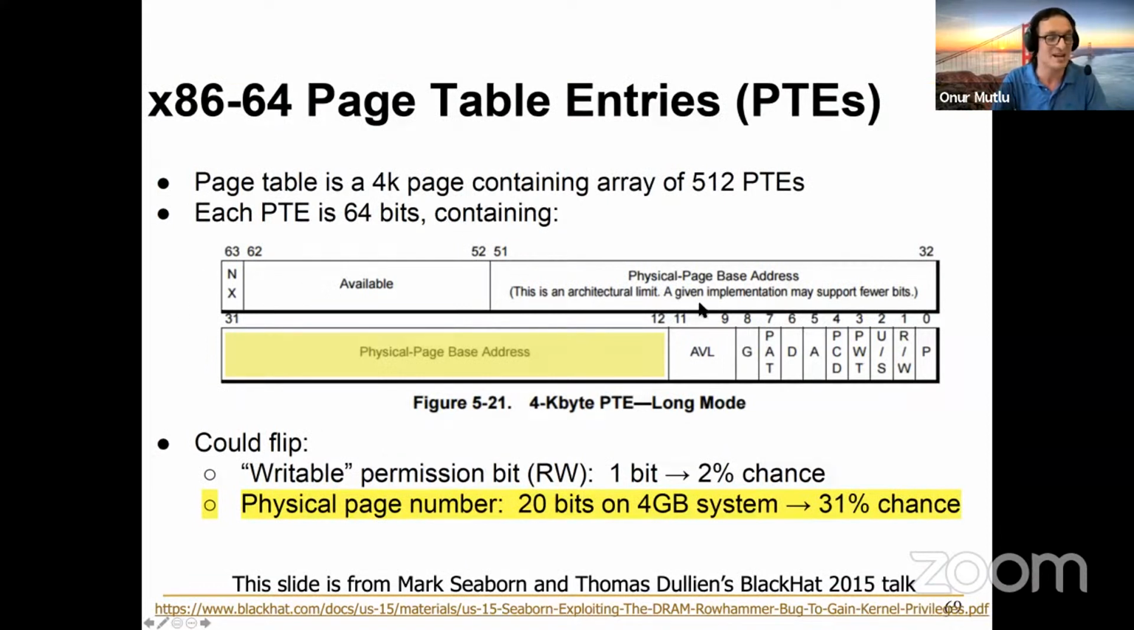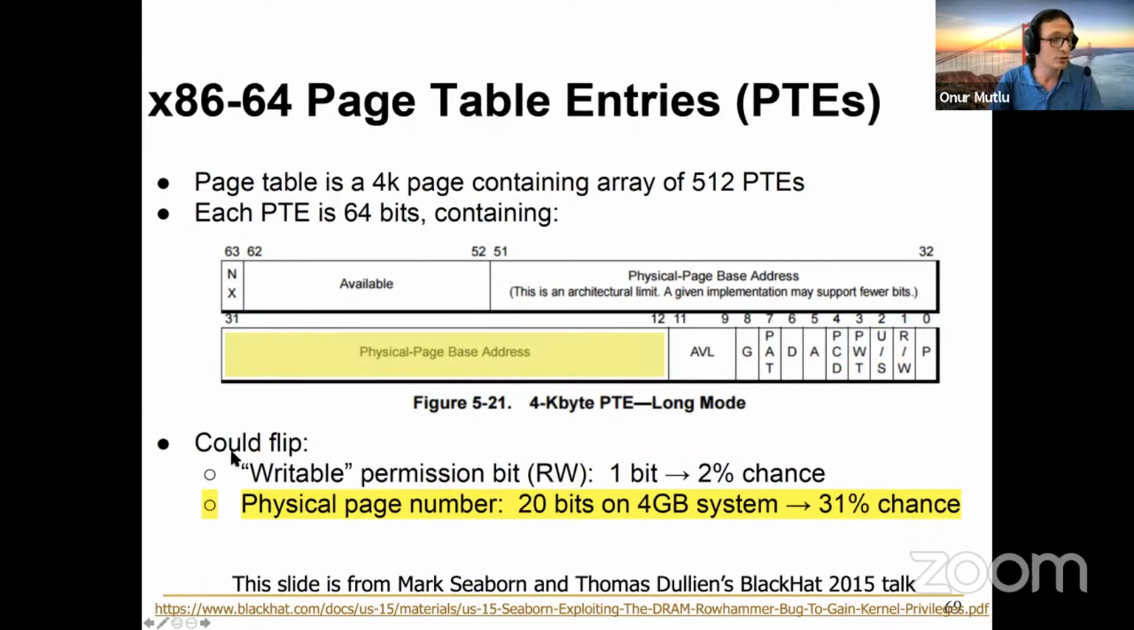They show a very similar page table entry as I showed you, except this is the long mode. It's basically a 64-bit entry PTE. x86 has many different types of page tables, if you will, because they had to support backward compatibility with 32-bit, 16-bit, 8-bit address spaces, etc. But basically, this is what they say. A page table is a 4K page containing an array of 512 PTEs. Each PTE is 64 bits, as we have discussed, right? And there's a physical page base address.